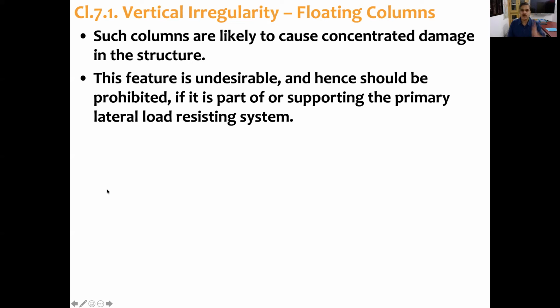So that means if a floating column is present in the primary load path, then the code is suggesting to avoid that. I mean, that is prohibited. So this is not allowed. Floating column is not allowed.